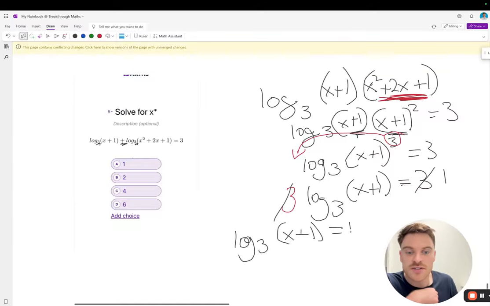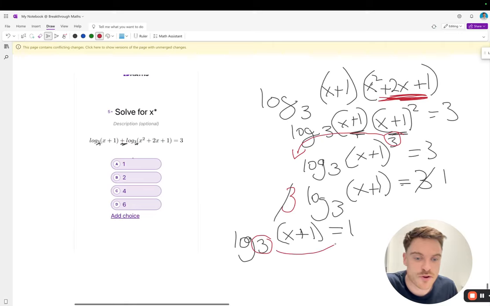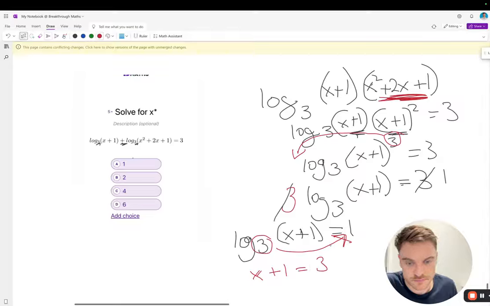And if I asked you to solve that, what would you do? The last step now. Remember, I always say it pushes this up here. So it pushes that 1 up there. So it ends up becoming x plus 1 is equal to 3 to the power 1. And so it's just 3. And so it ends up being x plus 1 is equal to 3.